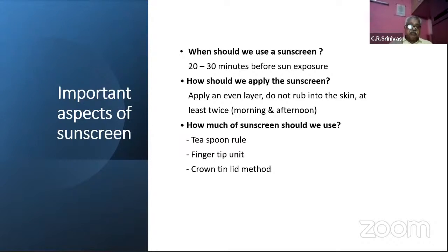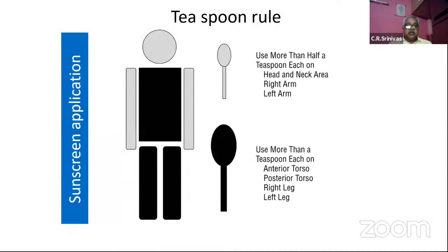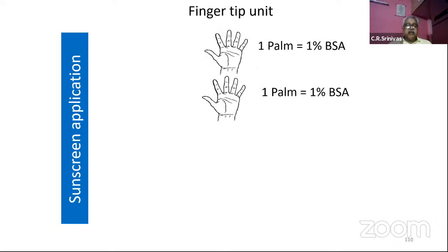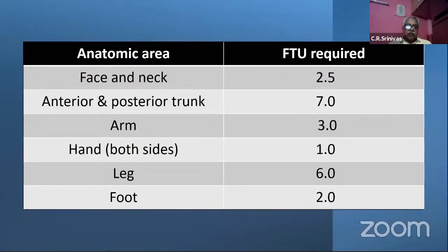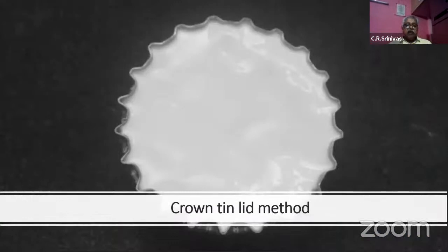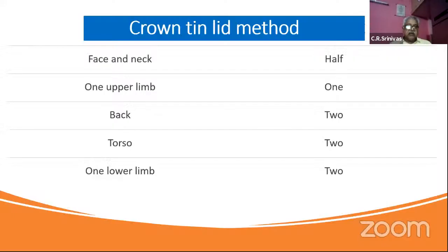So this is how you apply: the teaspoon rule, fingertip rule, and crown lid method. The teaspoon rule, which is used most, comes to about 2.5 ml. Half a teaspoon is for the face, neck and arm area. This is the teaspoon rule, which is easily available. Use more if you are going out. Then the fingertip rule, if it is in a tube form. For different anatomical sites, a different amount of sunscreen is required. Crown lid: if you have a beer, don't throw away the cap. Use it for applying the sunscreen and then lie down in the sunlight. Have it and protect yourself too. This is the crown lid method.